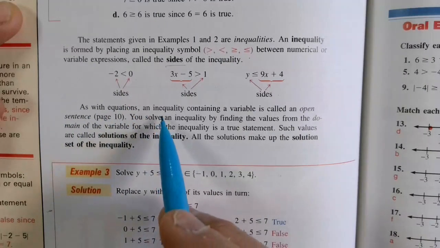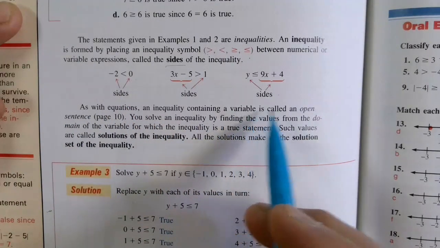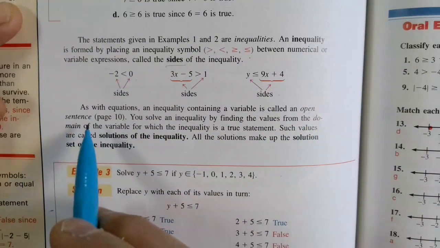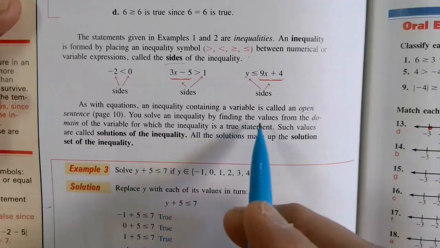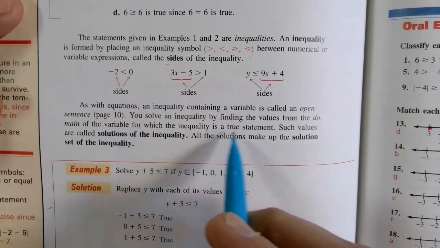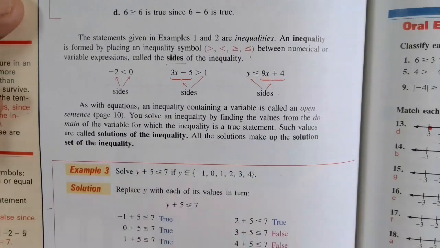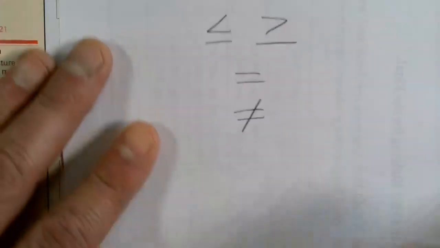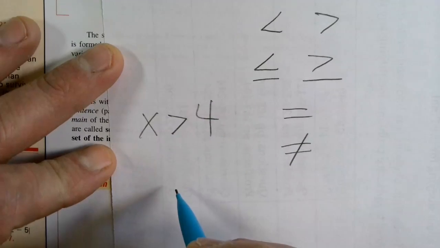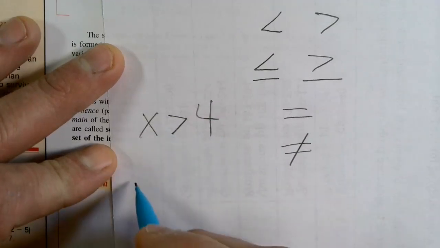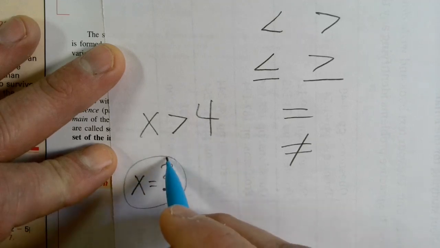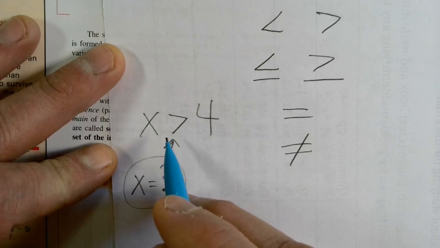As with equations, an inequality containing a variable is called an open sentence. It's open because part of it is a variable. You solve an inequality by finding the values from the domain of the variable for which the inequality is a true statement. So, let's do a simple one. If I've got something like x is bigger than 4, I need to solve for x. So I'm looking for, what does x equal? X is equal to something that makes this true. Well, there's going to be a lot that makes this true.